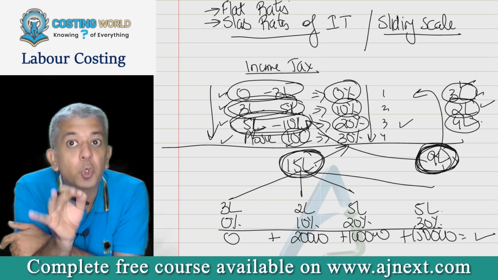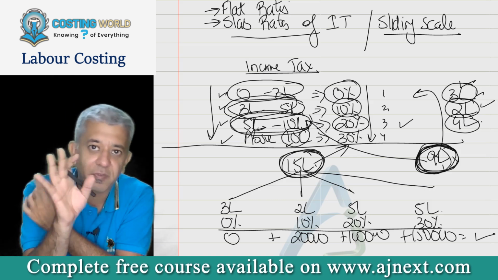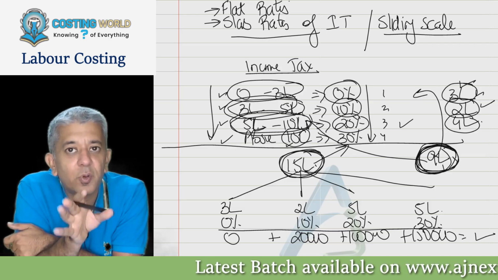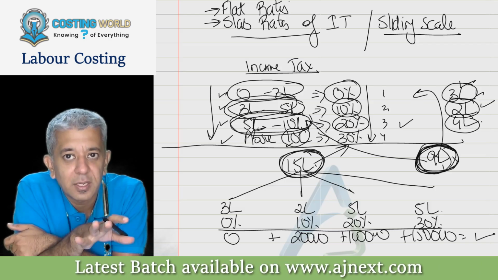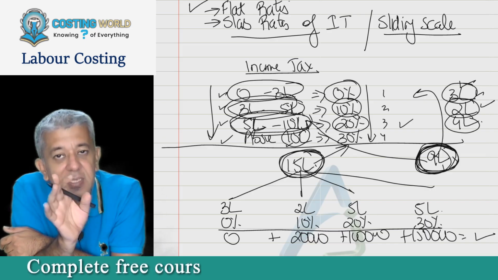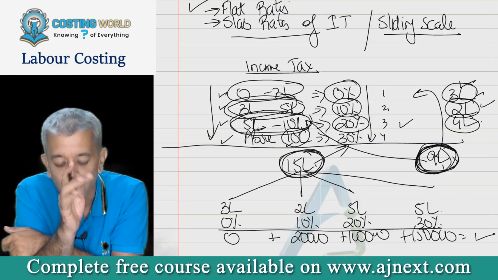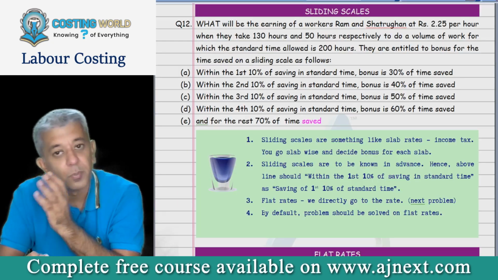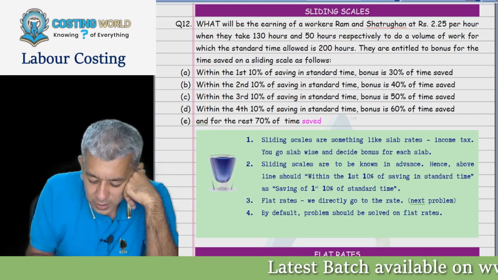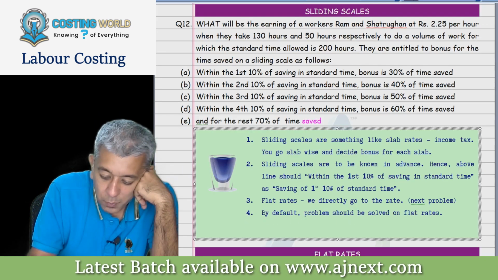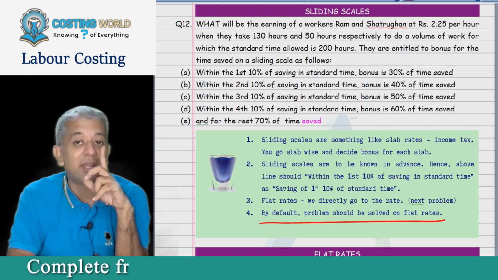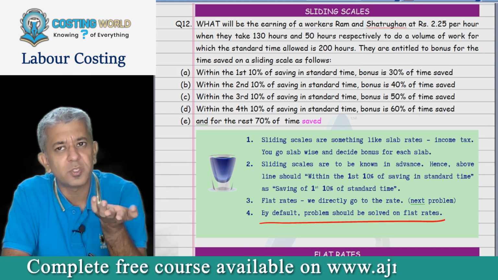If nothing is told in any question, whether you have to apply flat rates or sliding scales, then you always have to be applying flat rates. If sliding scales have to be applied, they will give it to you. Further things, I guess, you will come to know from the question only. By default, problems should always be solved based upon flat rates. If something else is told, please follow the instructions.